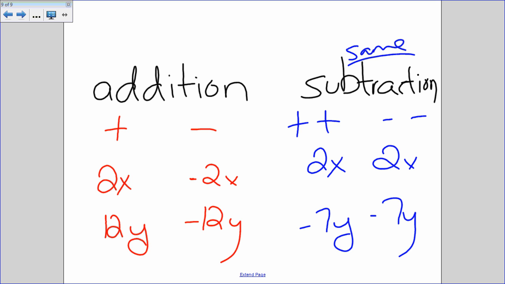You're always looking to see if you can find a pattern. Can you find it where you have the same coefficient? Can you find it where you have opposite coefficients? That will help you decide whether you're going to use addition or subtraction on checklist number 2, your practice problems.